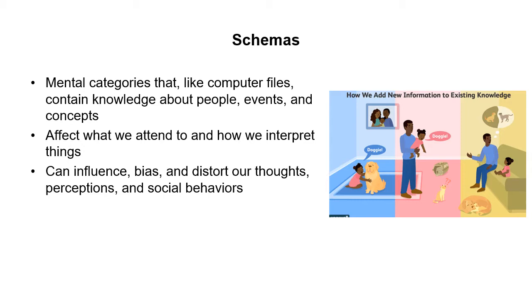So our schemas are the mental representations we have of the different things in the world. We form schemas, though, about people, and that's where it comes into social psychology. We form schemas about individual people, and we form schemas about groups of people.